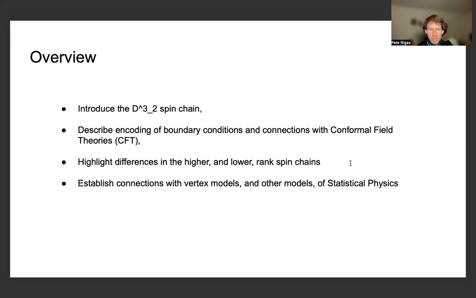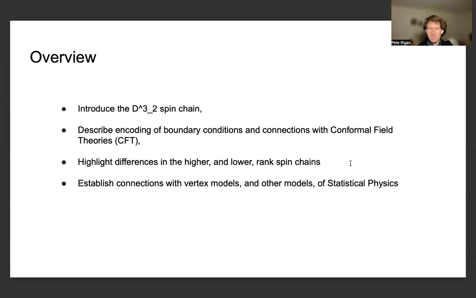And we'll be describing how to encode boundary conditions in connection with conformal field theories, which are abbreviated CFT. It's a very powerful tool and framework for being able to make different types of predictions. And we'll be highlighting how the predictions in different sectors of the conformal field theory can be formulated from properties of the spin chain, and in particular from an asymptotic expression for a local Hamiltonian that we'll obtain.